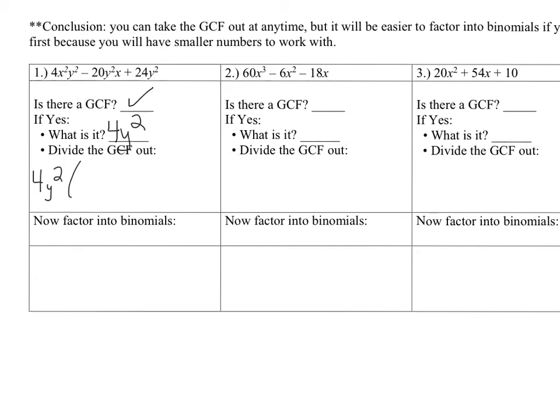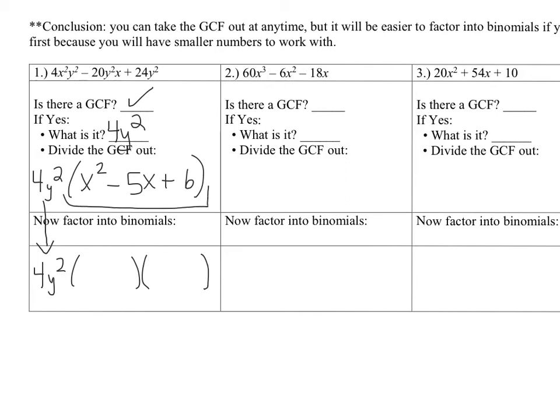And so when I divide each term by 4y squared, I'm going to be left with x squared minus 5x plus 6. And then the next thing I'm going to do is factor into binomials. That GCF, however, is still part of your answer. Don't get rid of it, or your whole answer is going to be wrong, right? And so now I am factoring this part, okay?